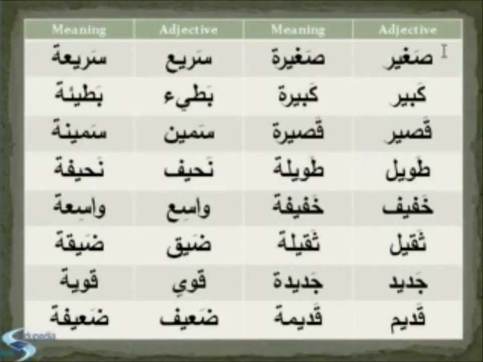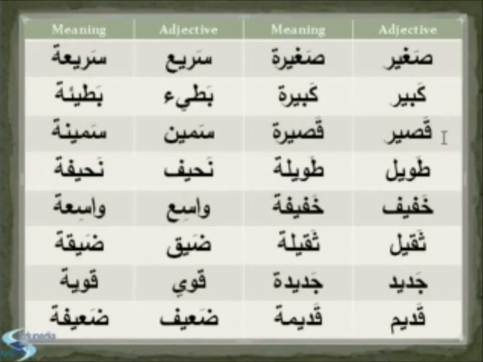So صغير, in the feminine form it becomes صغيرة. So ta marbuta at the end has ha sound. صغير, صغيرة. كبير, كبيرة. قصير, قصيرة. طويل, طويلة. خفيف, خفيفة. ثقيل, ثقيلة.